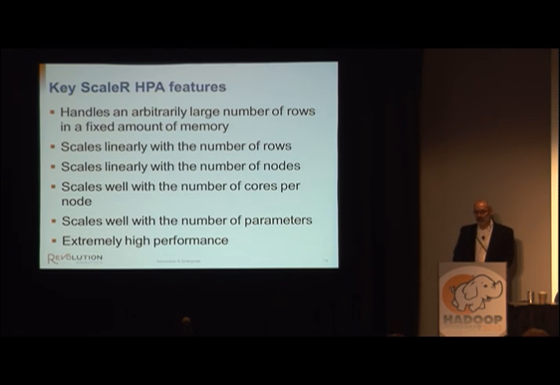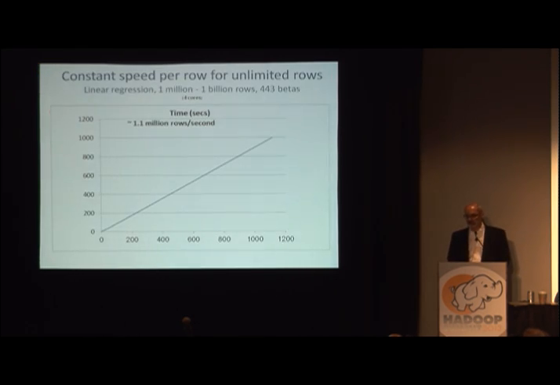Now, the HPA functions, which I'll spend more time talking about, are really interesting for big data because they handle an arbitrarily large number of rows in a fixed amount of memory. Unlike base R, they're not memory bound. Furthermore, they scale linearly with the number of rows, they scale linearly with the number of nodes, and they scale well with the number of cores and the number of parameters. And they've been engineered for extremely high performance.